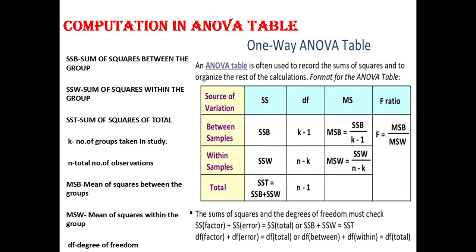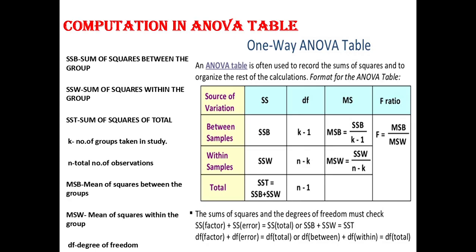Then computation in the ANOVA table. In the one-way ANOVA table, an ANOVA table is often used to record the sums of squares and to organize the rest of the calculation. Format for the ANOVA table: source of variation, SS between samples SSB, within samples SSW, total SST equal to SSB plus SSW. DF, degree of freedom: between samples is K minus 1, within samples is N minus K, total is N minus 1. MS between samples, MSB, is SSB by K minus 1; within samples, MSW is SSW by N minus K; and F ratio is F equal to MSB by MSW.